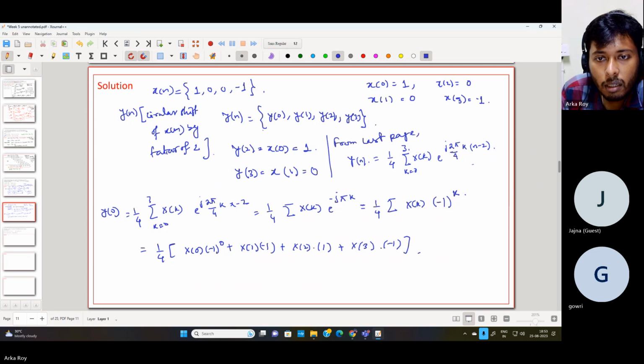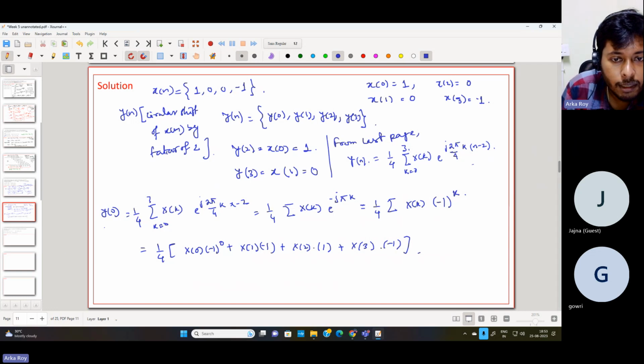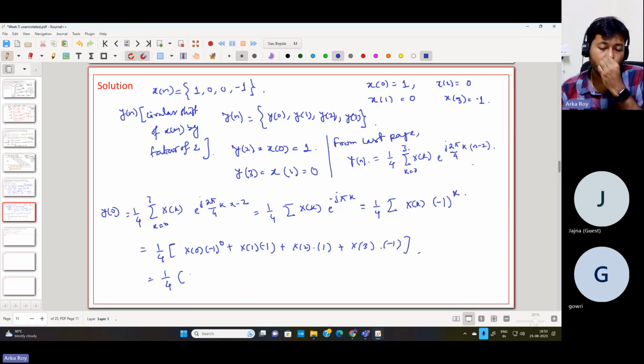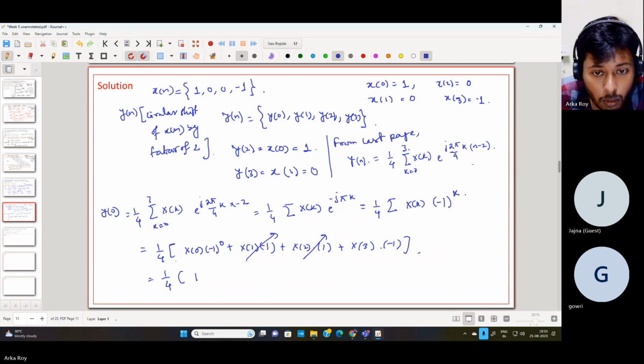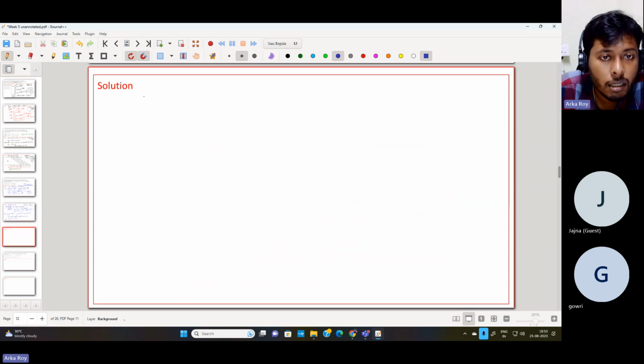So here it is given that, I can write it as 1/4. So the sequence that we have been given, these two will cancel with each other. So it will be 1, and here it will be x[0], and then minus x[3]. So this is how I will get y[0], and then let me just take another page.